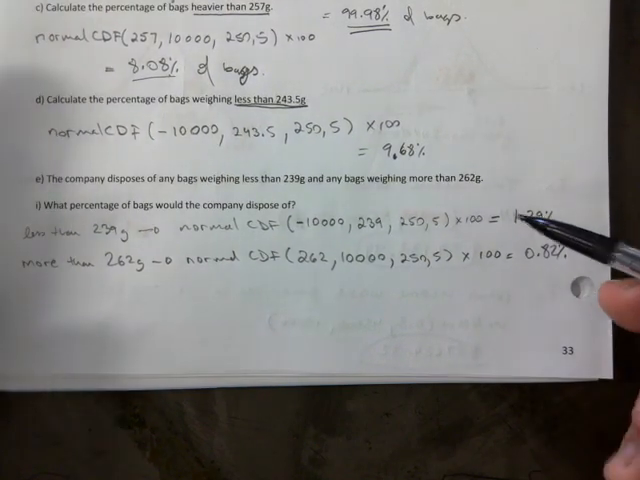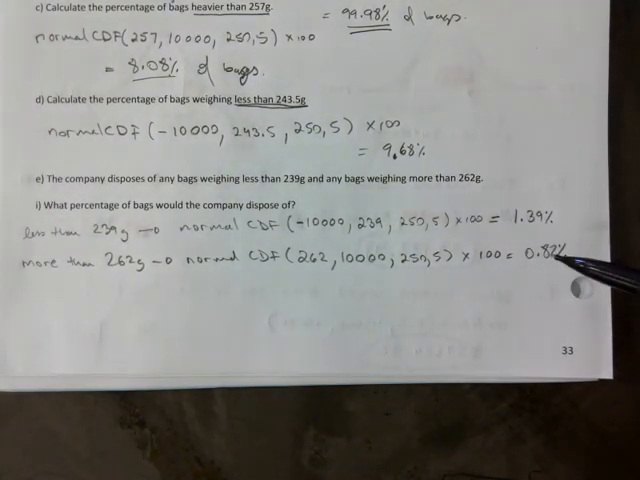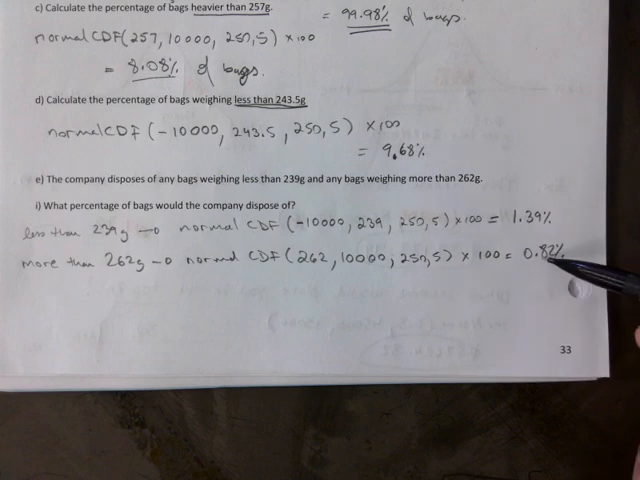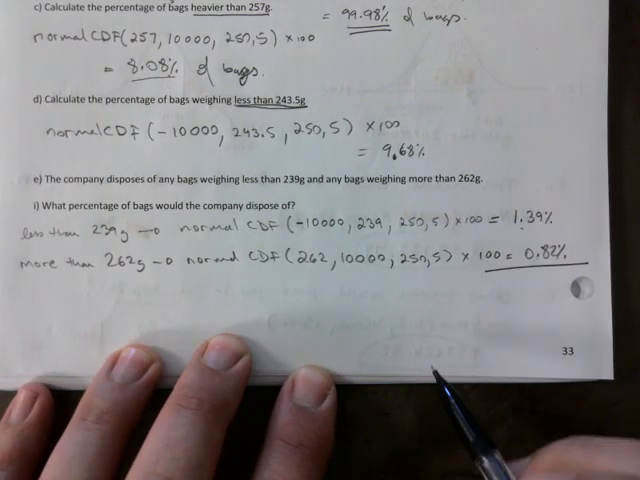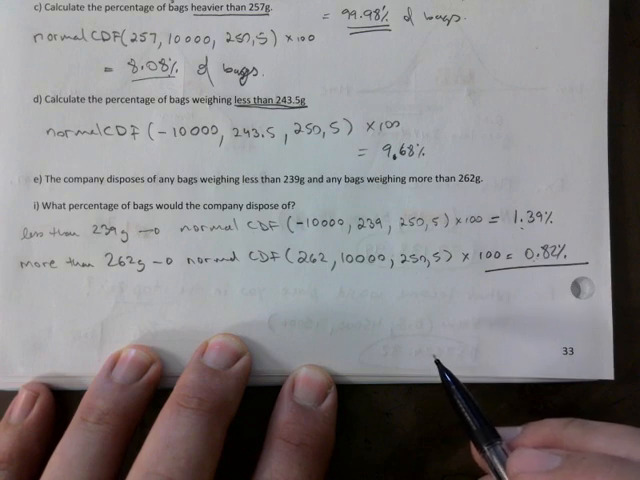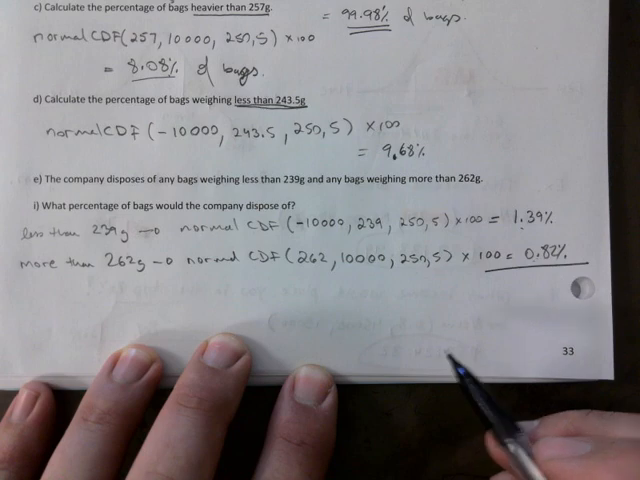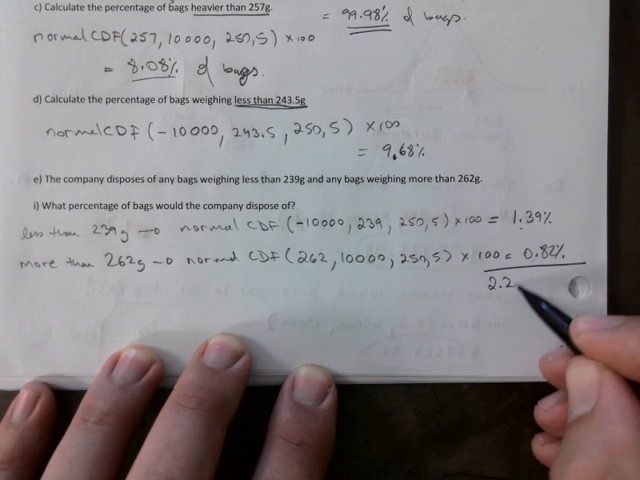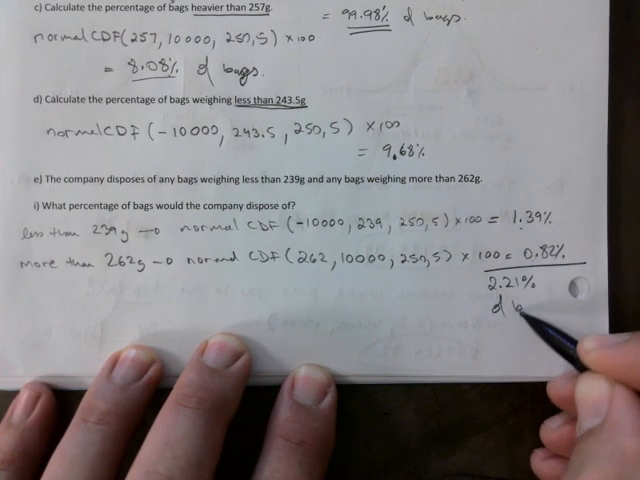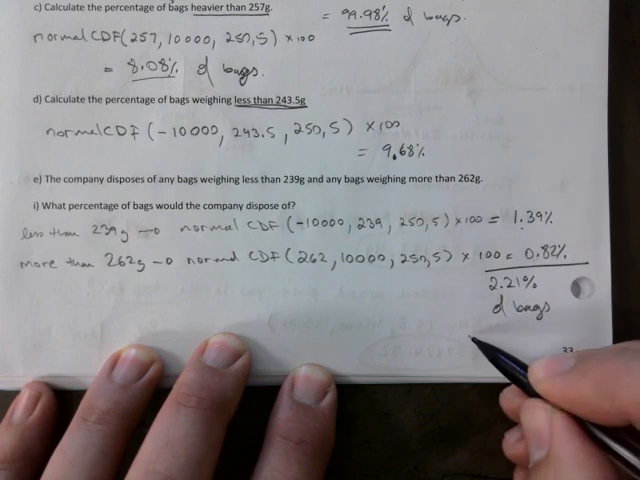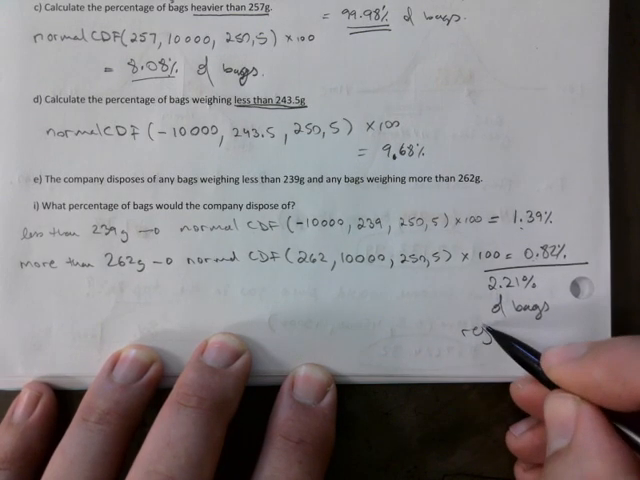So we reject this and this, right? Anything below a certain weight and above a certain weight. So we need to combine these. So that would be the equivalent of 2.21% of bags expected to be rejected, right?